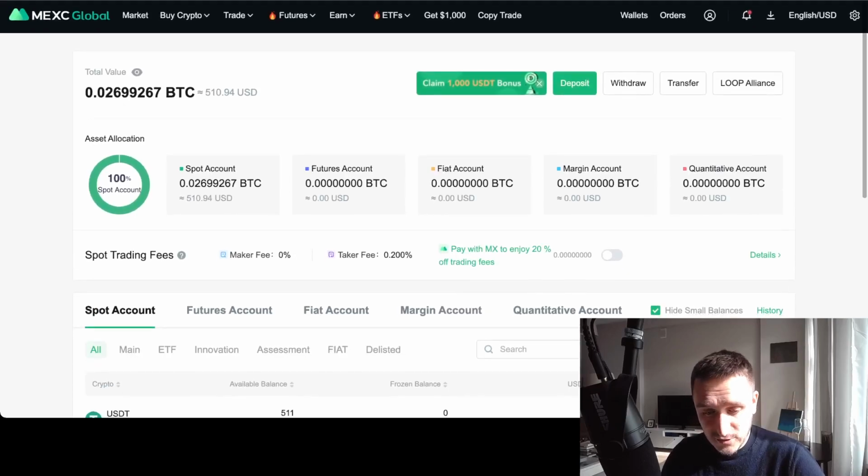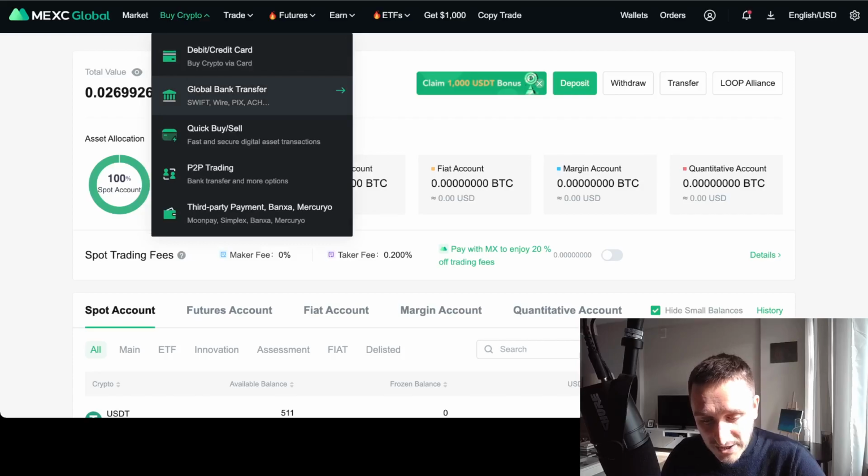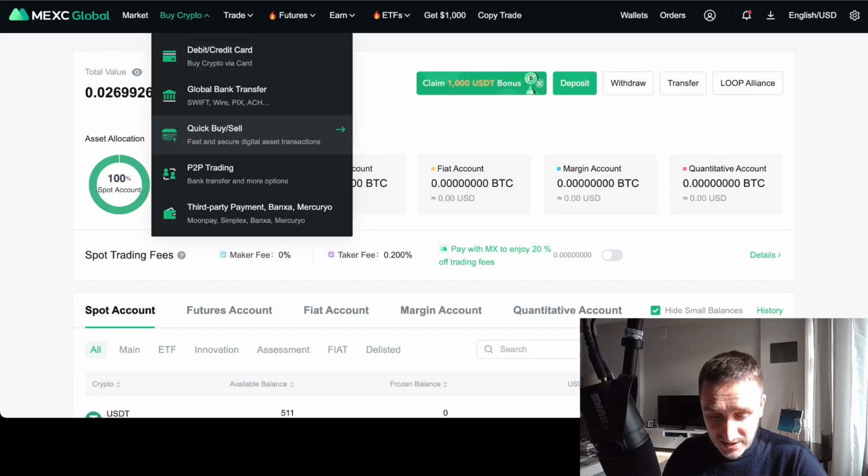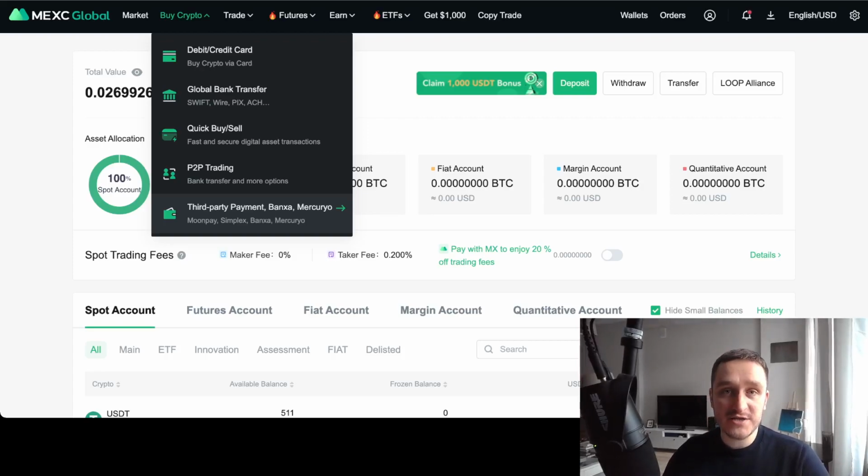You can either transfer money from other exchanges or buy crypto directly, using SWIFT transfer, wire transfer, PIX, ACH, and a bunch of other standard ways. You can buy crypto with a credit card, which is also a super simple option. You can use some third-party payment to transfer the money. Or the other way around is to just transfer the crypto directly. So if you're using another exchange or you have crypto in your MetaMask wallet or somewhere else, you can transfer the crypto directly to MEXC.